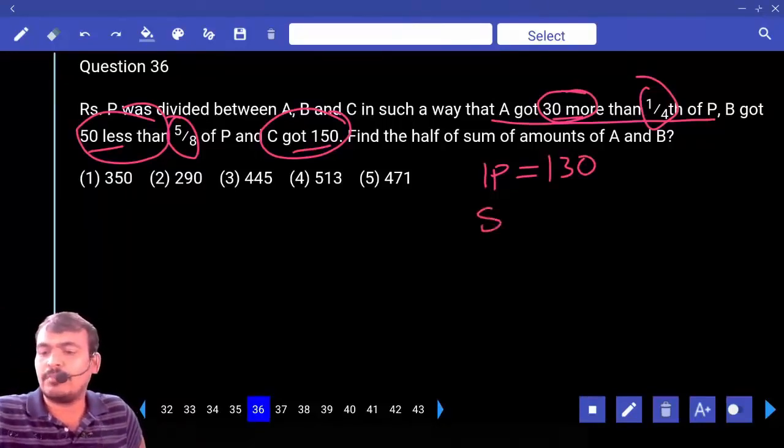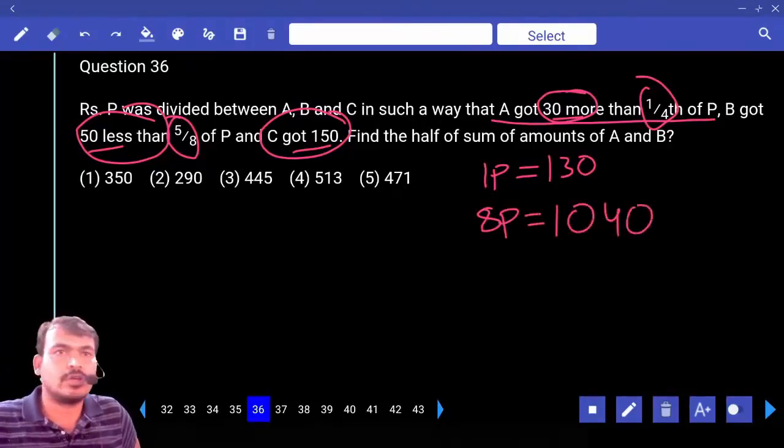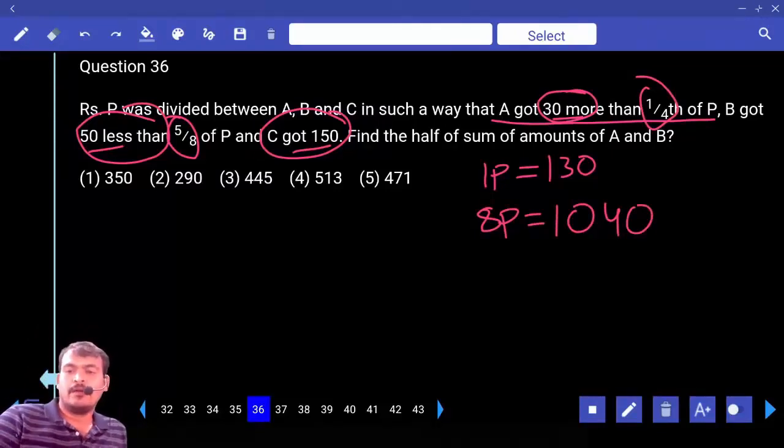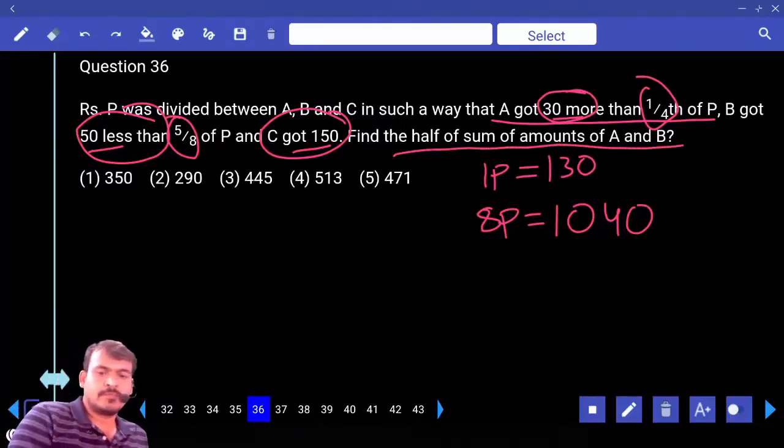Then total is how many parts? 8 parts. 1 part is 130, so 8 parts value is how much? 1040. What is the question here? Find the half of the sum of the amounts of which one? A and B, or only A? A and B. First we need to identify the A value.